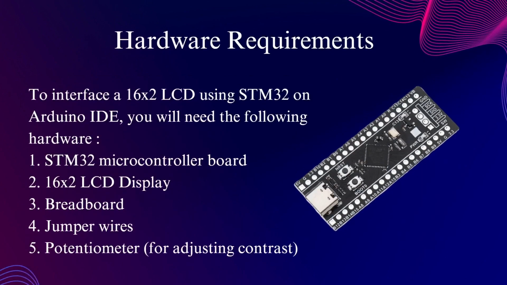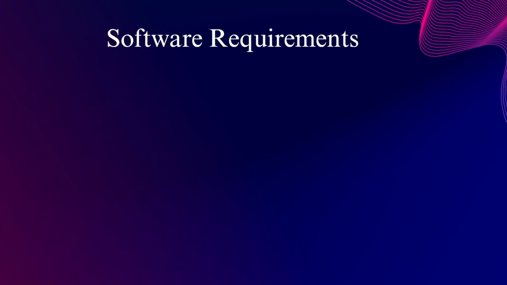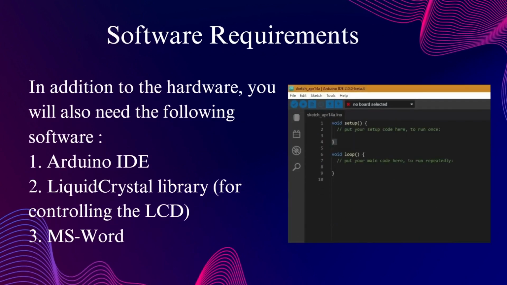Next up are the hardware requirements that you need to design the same. To interface a 16x2 LCD using STM32, you will need the following hardware components. First up is the STM32 microcontroller board, a 16x2 LCD display, a breadboard, some jumper wires, both male to male and male to female, and a potentiometer, or we can say a variable resistor, for adjusting the contrast. Next are the software requirements, and for that you basically need the Arduino IDE software to do the programming.